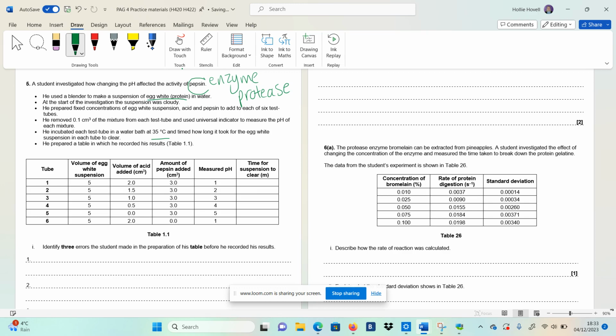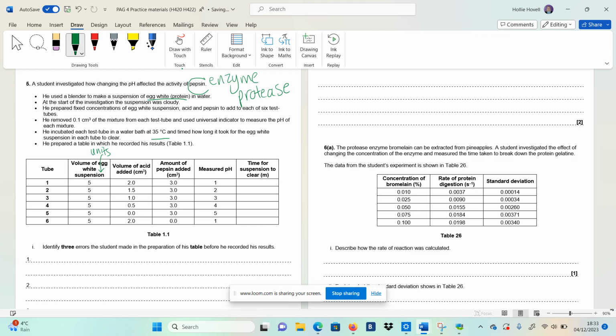Okay, so look at the table. What do you think is wrong with it, basically? If we start off here, this one is the volume of the egg white solution. There are no units in that box, so the units are missing from that box there. You'd have written them down here, obviously.